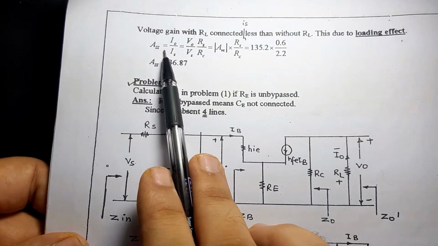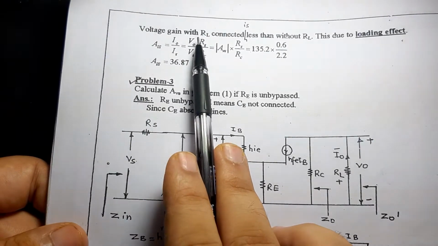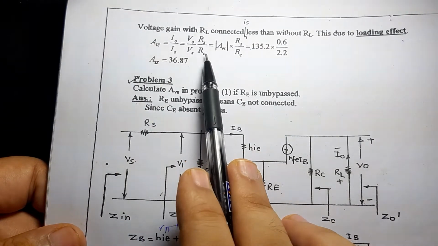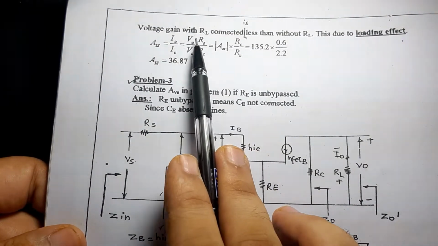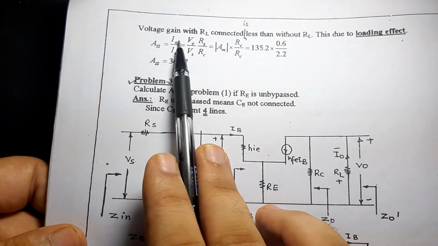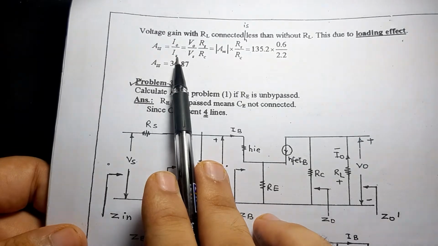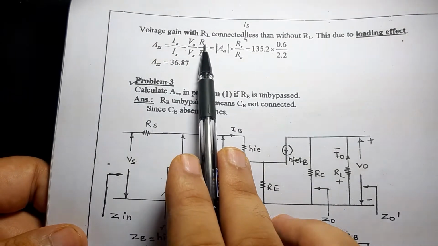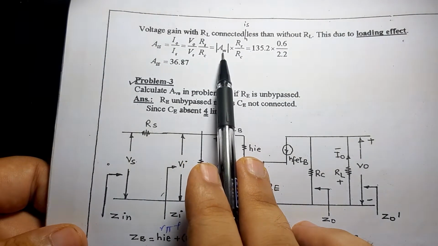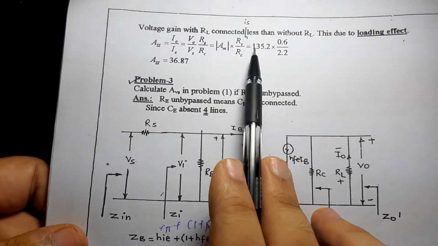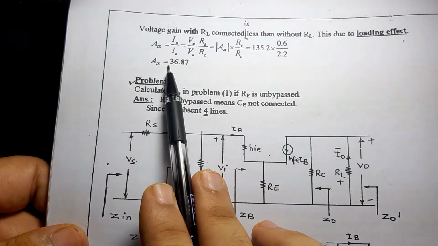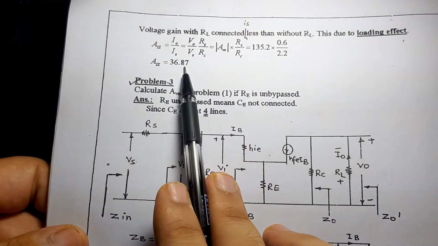Now AIS is equal to IO by IS, which is equal to VO by VS into RS by RC over here. In short, it is nothing but output current VO by RC, and this is your input current, that is nothing but VS by RS over here, which is equal to mod of AVS into RS by RC, which is equal to the value 36.87 over here.